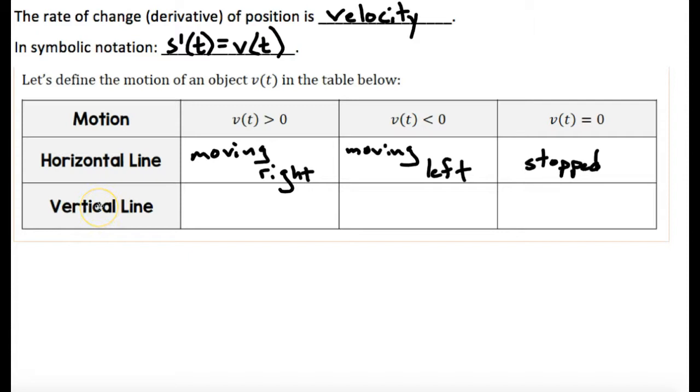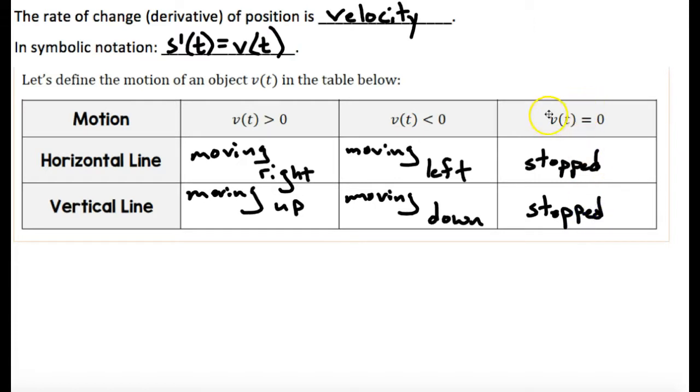Similarly, if we're talking about something moving in a vertical direction, if velocity is positive, we can say that we are moving up. If velocity is negative, we can say we are moving down. And again, if velocity is equal to 0, we are not moving at all. We are stopped. Now, all three of these ideas will be important, but this is kind of a key one. There will be a lot of questions asked about where is the particle stopped, or where is the particle not moving, where is the velocity 0. Those will be common questions.